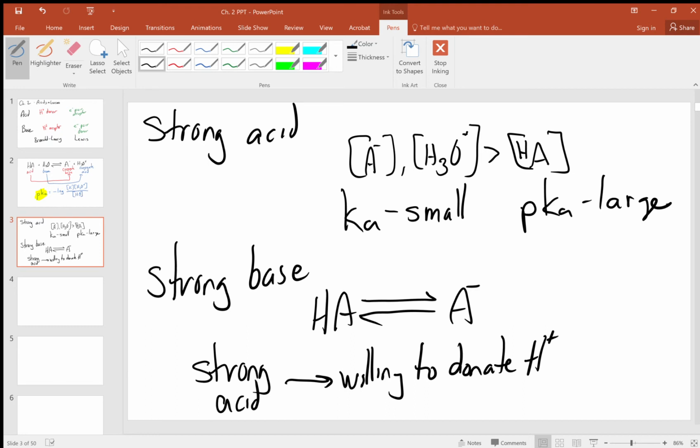So if a species is very willing to give up its protons, it's probably not going to want them back. And so a strong acid leads to a weak conjugate base. The inverse is also true. If we have a weak acid, that weak acid doesn't want to give up its protons, and therefore it's going to want them back, and we have a strong conjugate base.